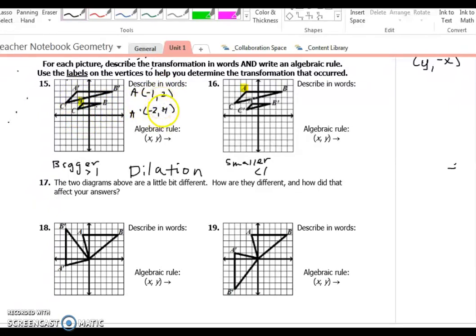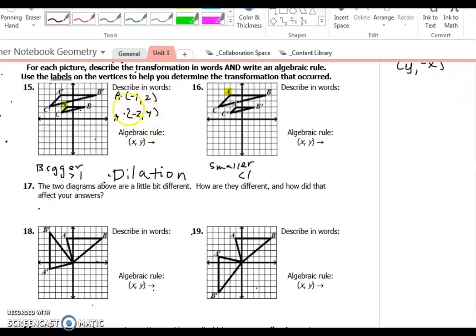So you need to ask yourself, how do I go from -1 to 2 and 2 to 4? And luckily this one is pretty clear. You know you're getting bigger, so you can always just do what is 4 divided by 2, right? So my dilation is by 2.